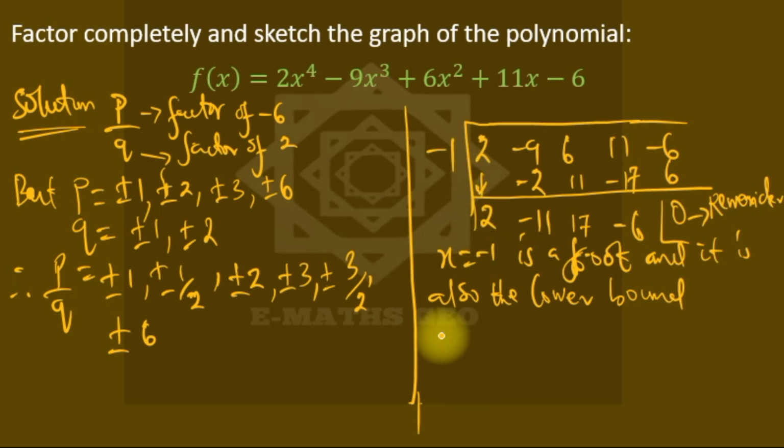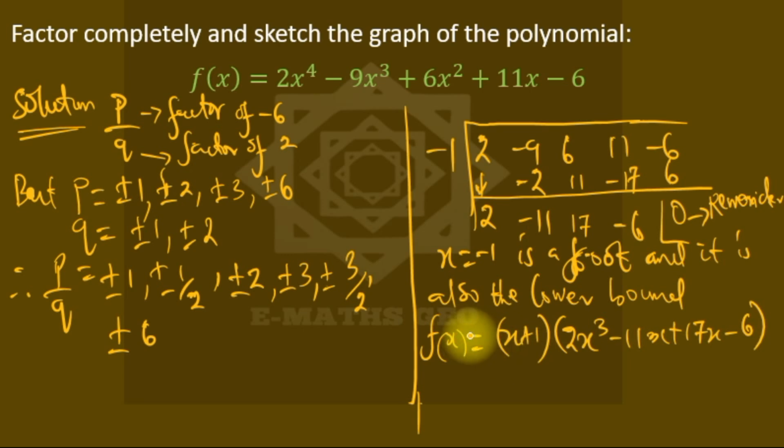So our factor now, f(x), could be written as x plus 1, since it's a factor, times the coefficients of the quotient. So f(x) is now equal to x plus 1 times 2x cubed minus 11x squared plus 17x minus 6. Again, we'll test using any of these except numbers less than -1, because we've seen our lower bound. Whenever you are testing, just don't test the lowest number.